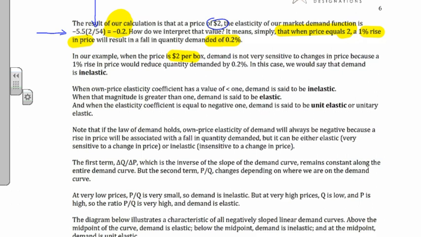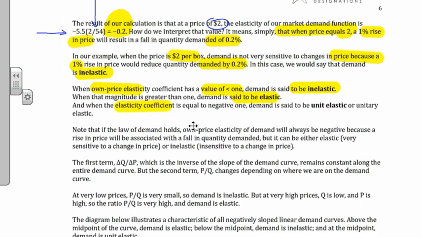When the price is $2 a box, well, demand's not so sensitive to changes in a 1% rise in price. Because the price goes up by 1%, quantity doesn't go down by so much, but it goes down by 0.2%. You could probably conclude that demand is inelastic. Everybody comfortable? And what would we say when the price elasticity has a value less than 1? It's inelastic. Generally greater than 1, we would say it's fairly elastic.